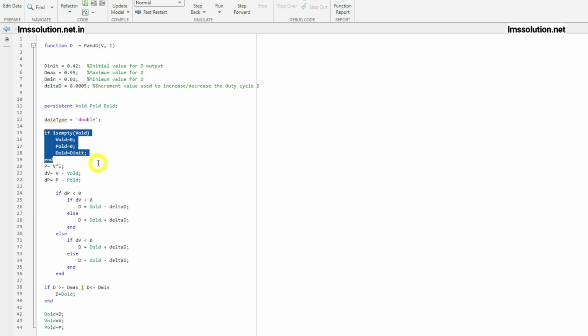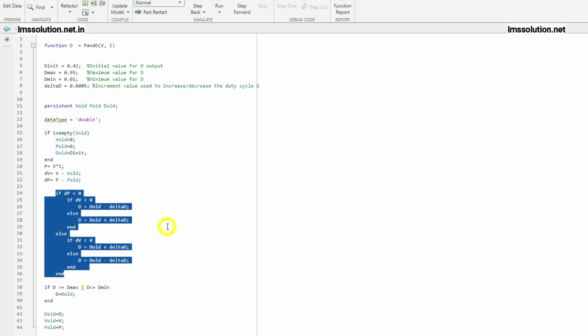Initially you have to fix these values, and then you have to calculate the power of the PV array, and then you have to calculate the difference. That means you have to calculate the difference between the current instant and the previous one, for the voltage as well as power. Next you have to check the condition. These are the four conditions already told, right. If the signs of both the difference of voltage and the difference of power are both positive or both negative, then we need to decrement the duty cycle, otherwise we need to increment the duty cycle. That logic will be implemented here.